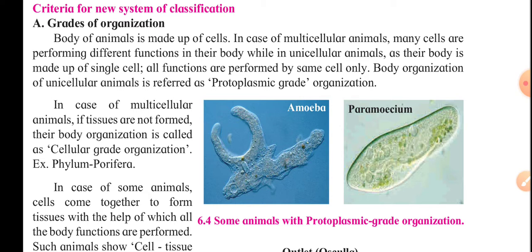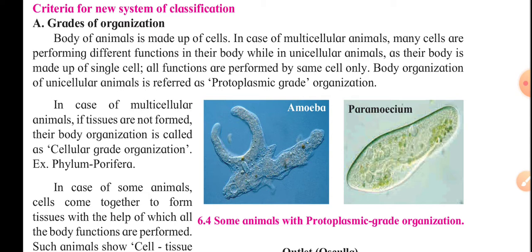In the previous video, we also studied the history of animal classification, the traditional method of animal classification, and the conventional system of animal classification. So, in today's video, we are going to see the criteria for a new system of classification. Because when we talk about animal classification, we require certain criteria on the basis of which we can classify living organisms.